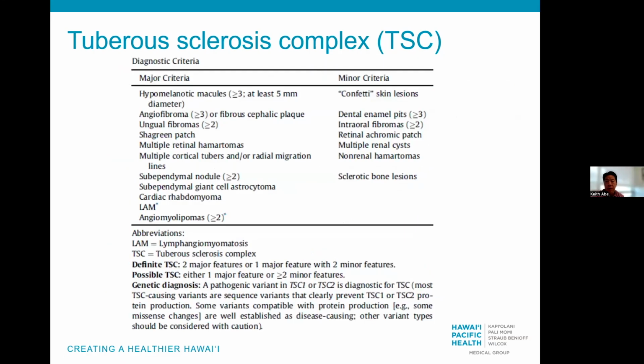In general, the things we think about, which we often see, are the hypomelanotic macules, the hypopigmented areas in the skin, angiofibromas, which we'll show pictures of, ungual fibromas, shagreen patches, and retinal hamartomas. These are the things we can find on exam. Retinal hamartomas we'll need the ophthalmologist to help with. Then there are things that we can only see by imaging, below.